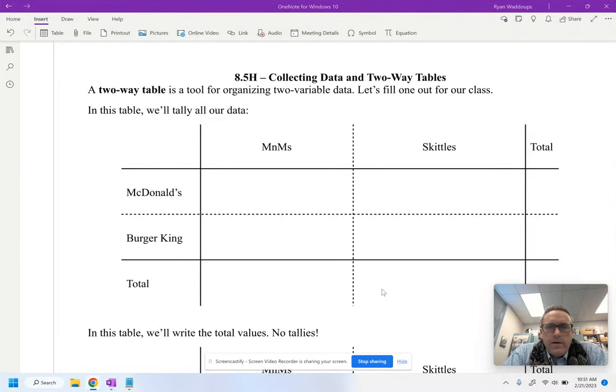Hi, welcome. We're going to be talking about collecting data and two-way tables. In this example, we've got a two-way table, and this is a tool for organizing two variable data. We're going to fill out one for our class. I'm going to give an example here.